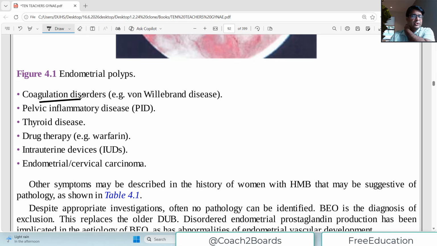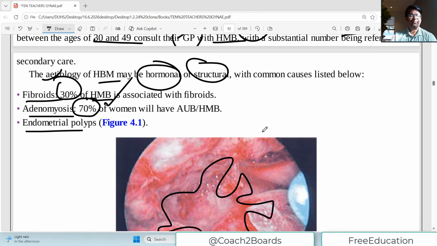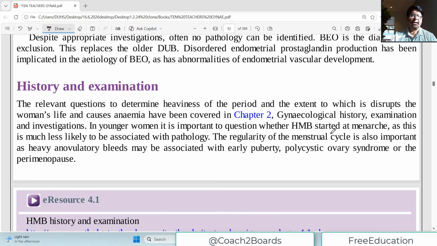There can be coagulation disorders in females such as von Willebrand, PID. Thyroid diseases can present with abnormal bleed, heavy bleed, drug therapies, particularly warfarin. Blood gets thin, you see here. Intrauterine devices, and more seriously, cancer. So there's a long list if somebody asks you what are the common causes of HMB. But remember, these two would make most of them, right? Most of the heavy menstrual bleed is because of benign conditions, particularly fibroids, adenomyosis, things like that.